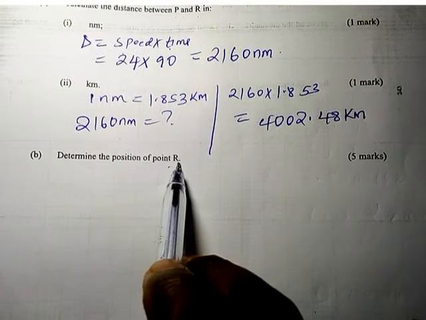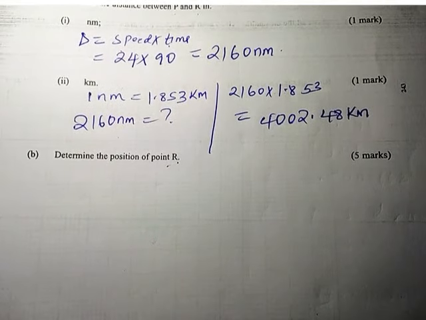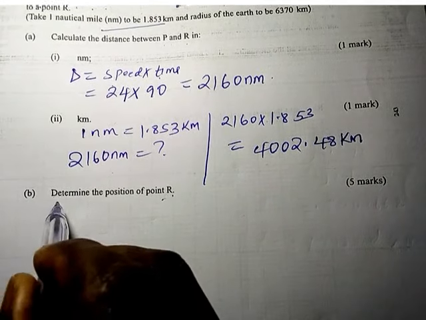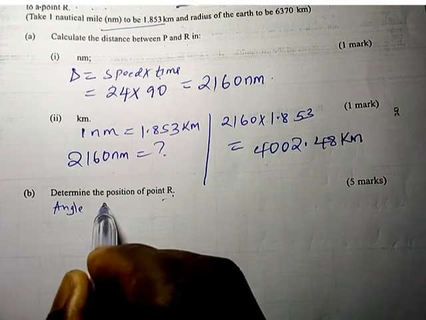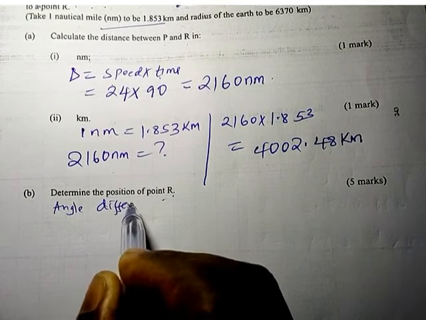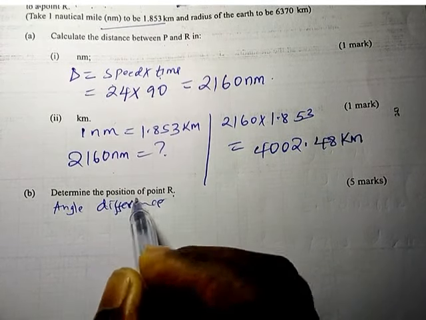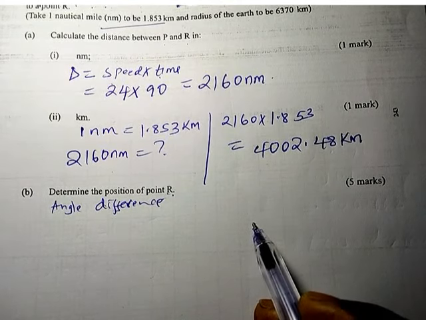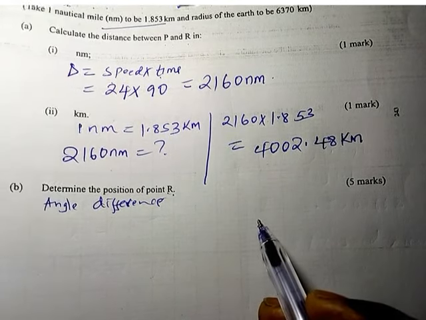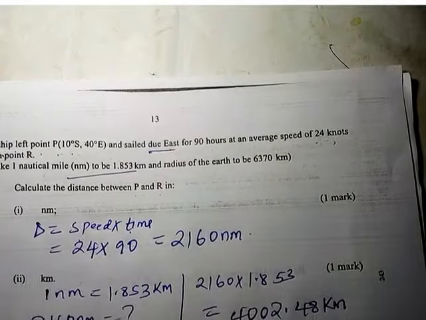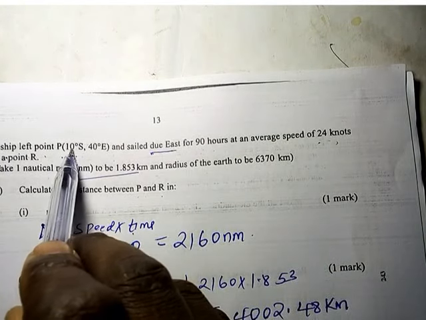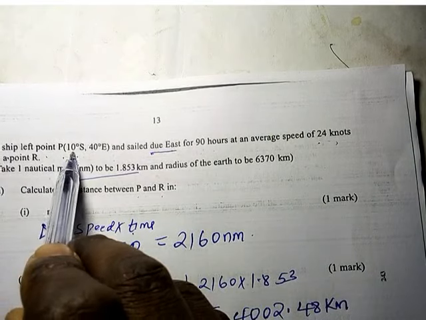Determine the position of R. To get the position of R, first we get the angle difference. We have a point R, we don't know where it is, but we have the distance in nautical miles. We know the formula, and this is automatically a small circle because the latitude here is 10, so it is a small circle.